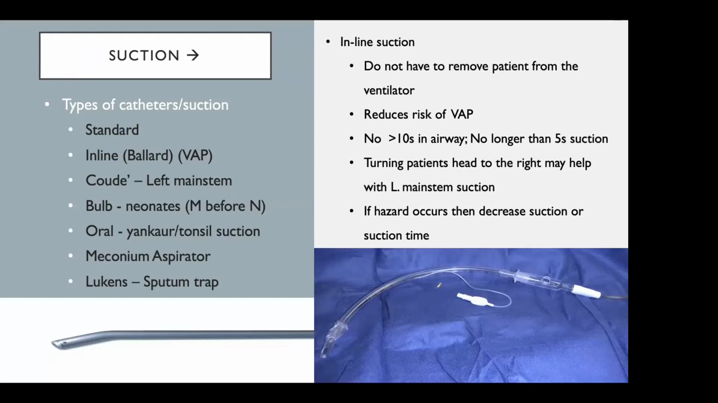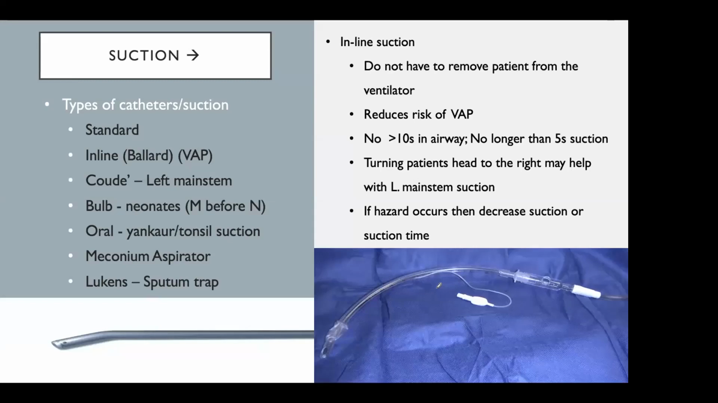Coude catheter: I've seen this with a mini bronch, where the doc will say, hey, I need to get a sample from the left lung. It's a blind bronch, but the Coude catheter is essentially designed to help you get that left mainstem sample. Bulb syringe, especially for neonates, and remember, squeeze the bulb syringe before you place it into the nose or the mouth, not after.